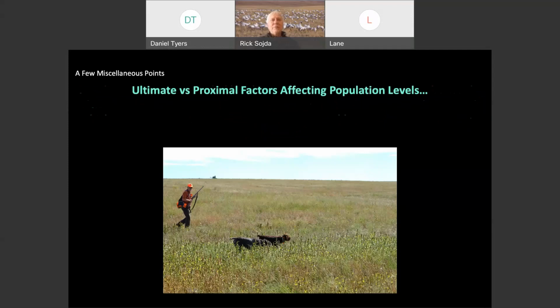I want to talk just a little bit about ultimate versus proximal factors affecting population levels. Thinking back to some of your basic ecology, I suspect you remember the difference between ultimate and proximal. Proximal being those immediate kind of things in a small area. Ultimate being those things over a long term that really affect what you're seeing in the numbers of birds.